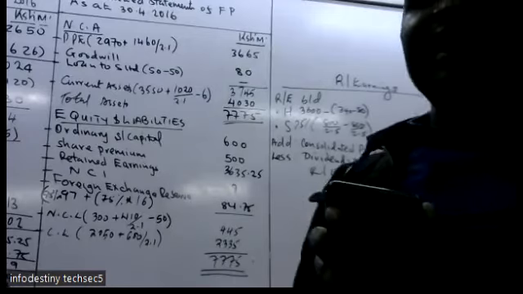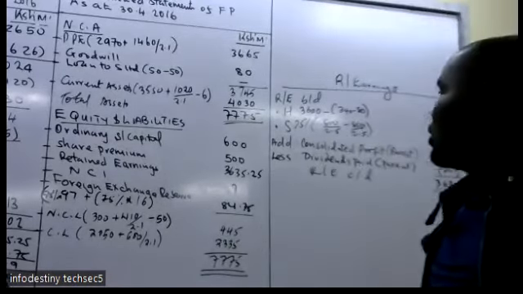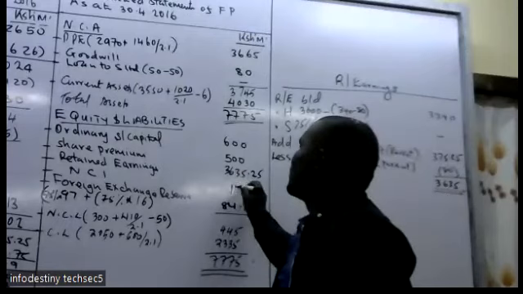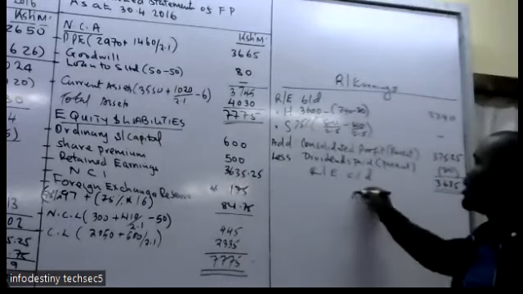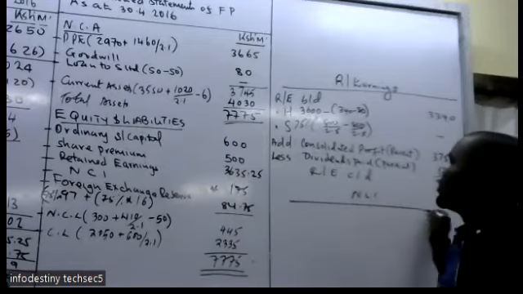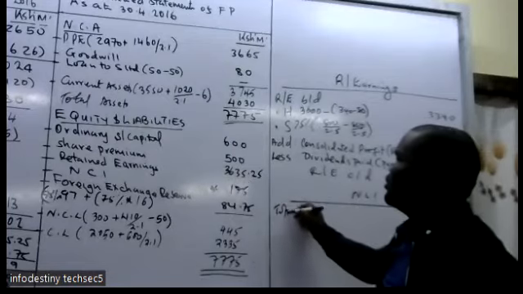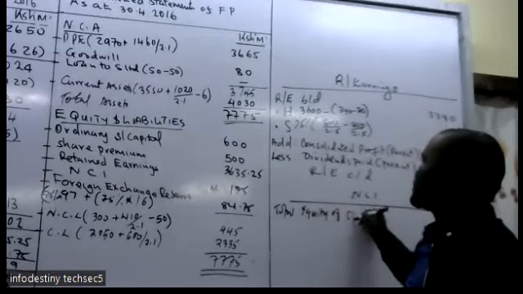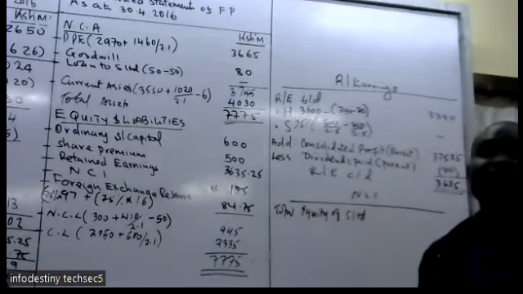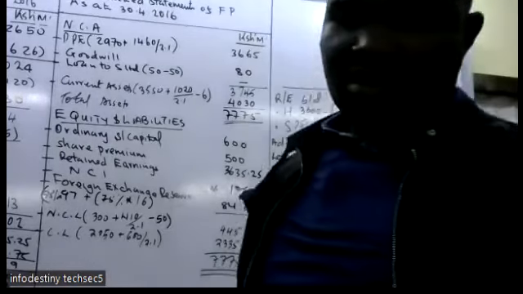I'm getting 175. Around 175. Well, let's see what happens. Put up the workings for NCI. What is the total equity? Total equity of S Limited. Can you check for me S Limited in the question?